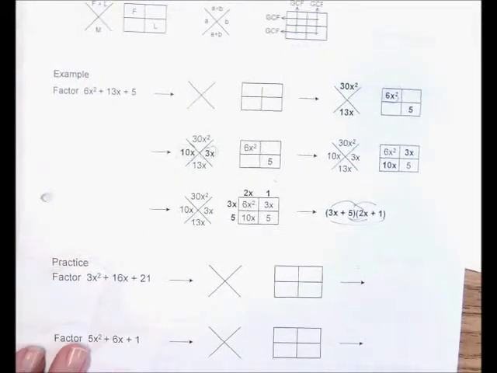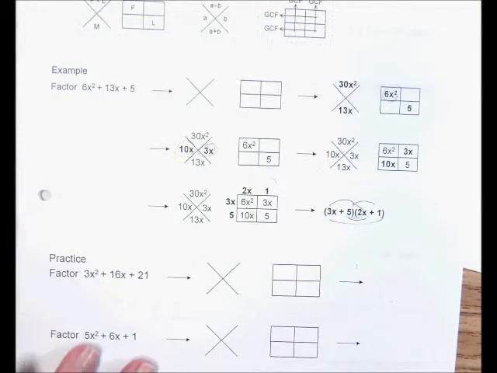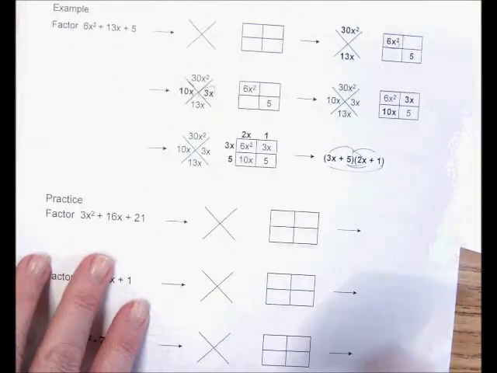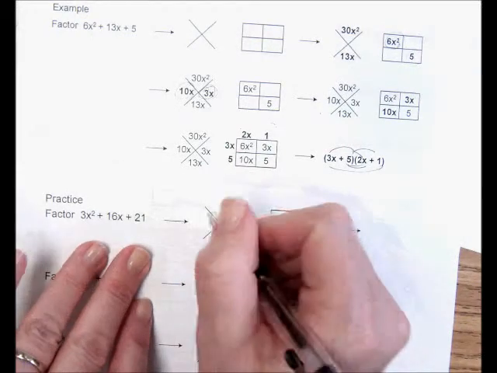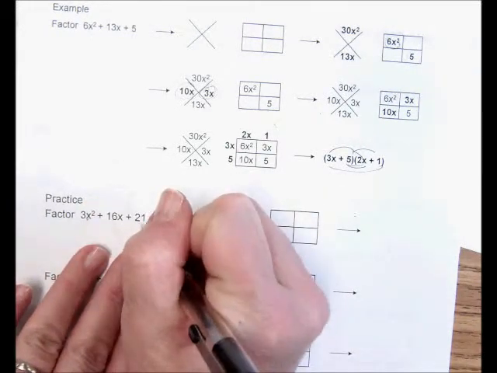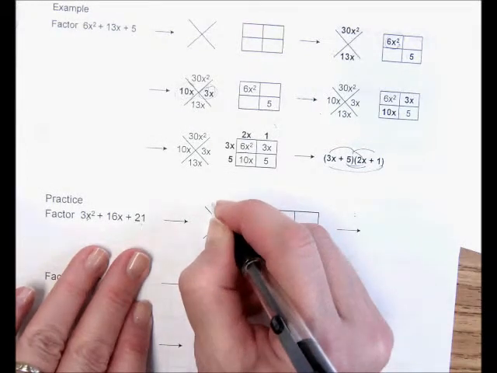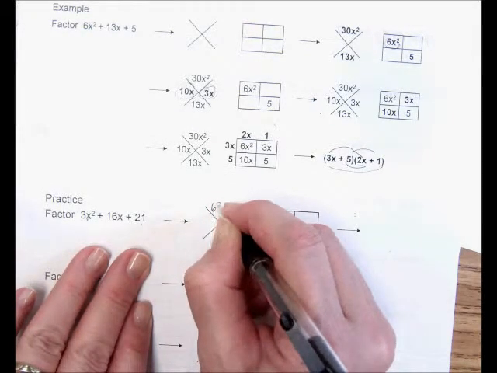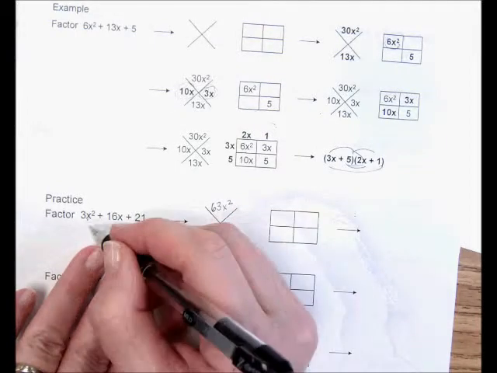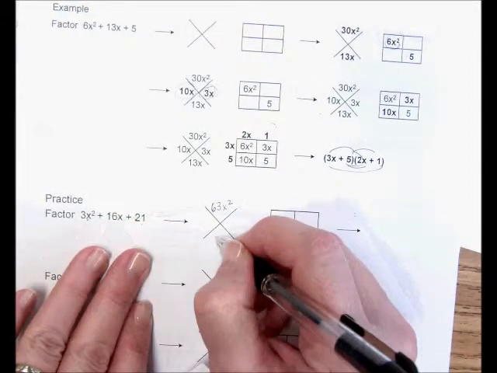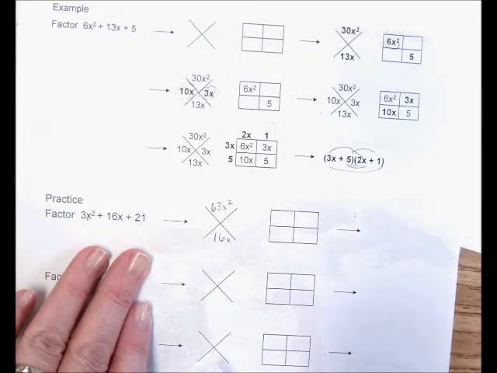So I want to do a couple of examples just to get us started because I think it's important for you to work with these. So practicing, first thing I'm going to do is I put my 3x squared times 21 and I'm going to multiply those two together and it's going to be 63x squared. Okay, I think 3 times 21 is 63. And then b is going to be 16x.